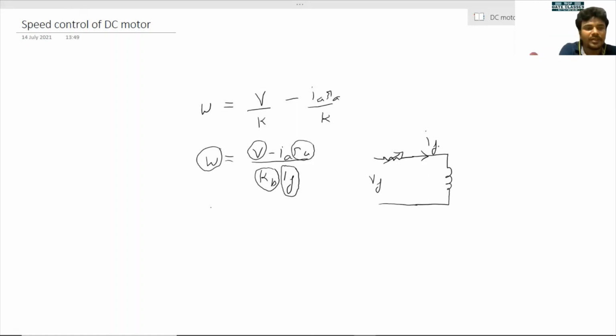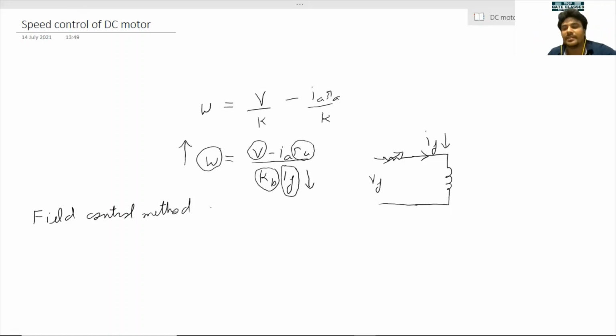So that is called field control method. And mind you, you can only decrease this current by adding an external resistance. You cannot increase the current. So IF can only decrease, and if IF can only decrease, then it can only run the machine at above its rated speed.